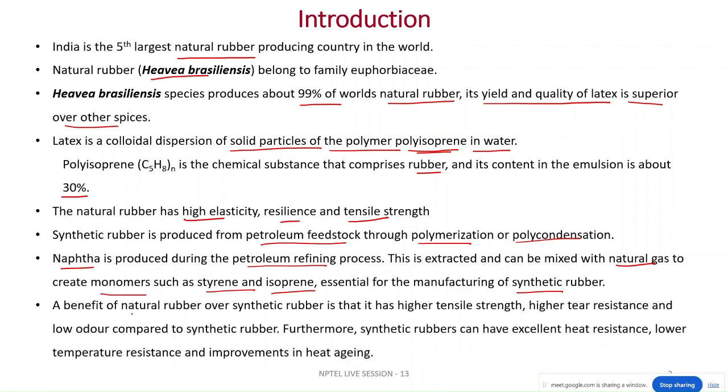A benefit of natural rubber over synthetic rubber is that natural rubber has very high tensile strength, higher tear resistance, and low odor compared to synthetic rubber. Furthermore, synthetic rubbers can have excellent heat resistance and lower temperature resistance, and also improved heat ageing property. So these are some differences between natural rubber and synthetic rubber.